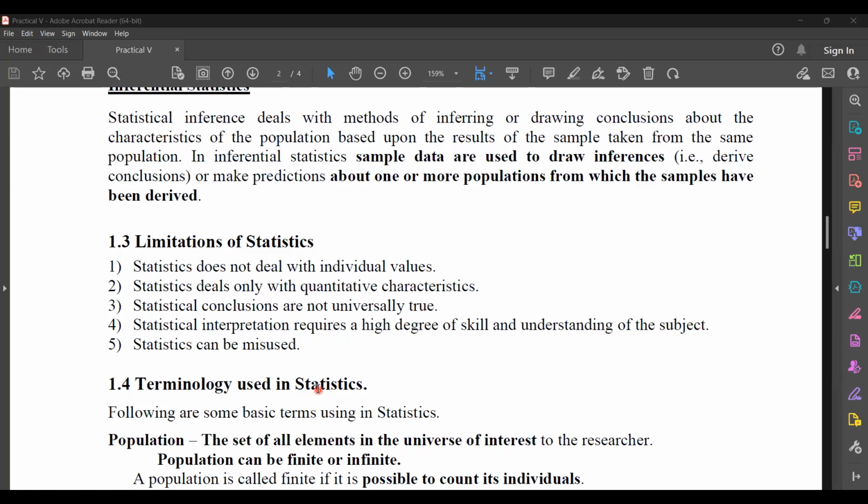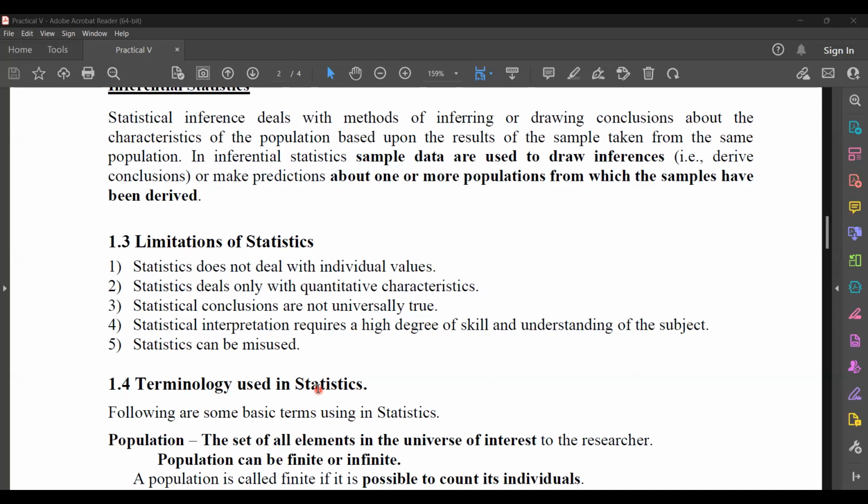Sometimes statistical interpretations require a high degree of skill and understanding of the subject, right? Sometimes in practice, for the general public, the conclusions or the decisions of certain studies will not be understandable. So that is another limitation.